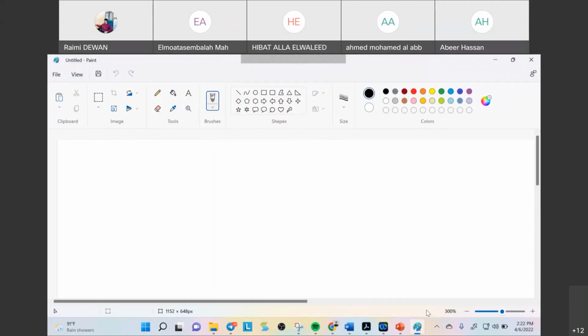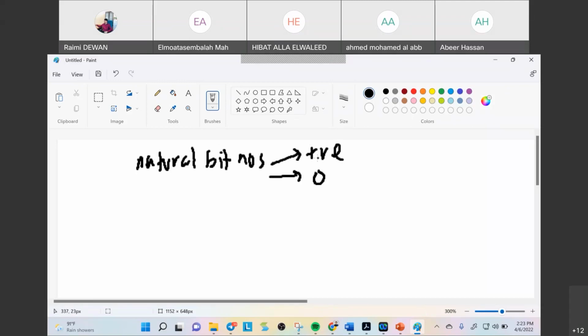I'm summarizing. So page 31 for those that have the module. Natural bit numbers are the basic form. They are always positive, and the smallest value is always 0.